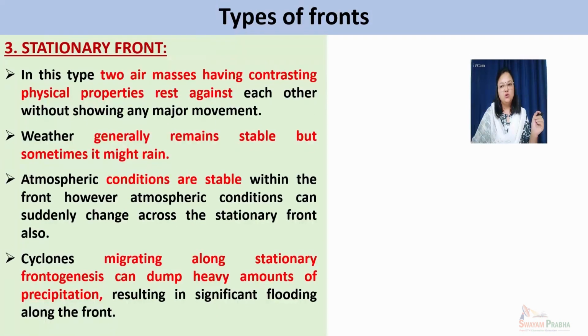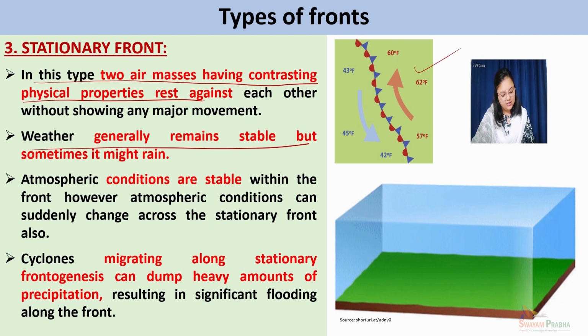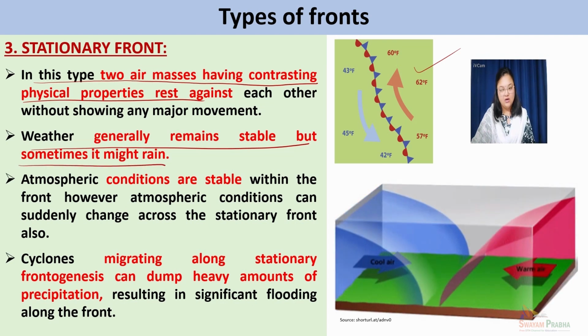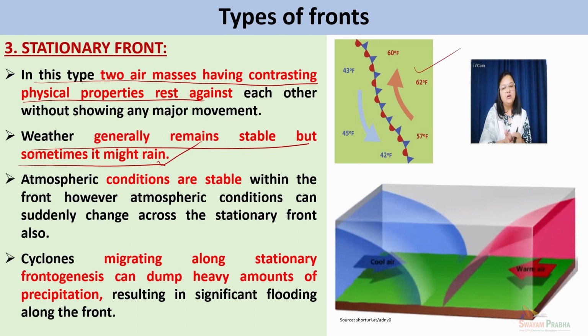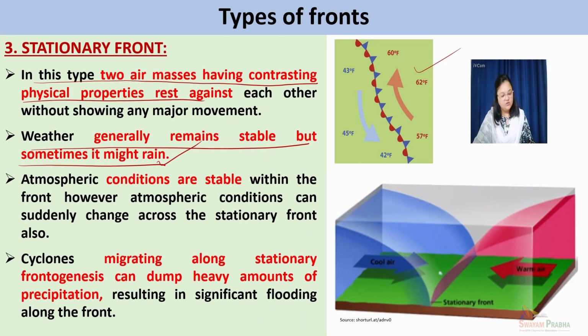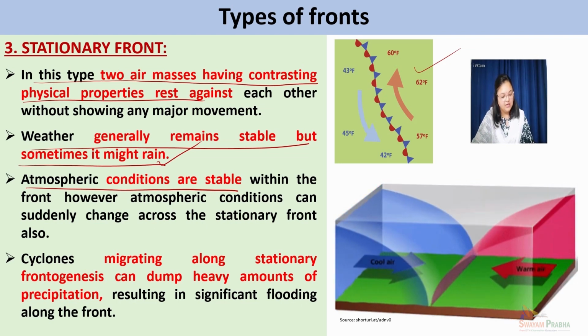Besides warm and cold front, we also have stationary fronts. In this type of front, the two air masses having contrasting physical properties rest against each other without showing any major vertical movement. So weather generally remains stable, but sometimes it might rain also, depending upon the dominance of cold front or warm front. Atmospheric conditions remain more or less stable along these frontal areas.